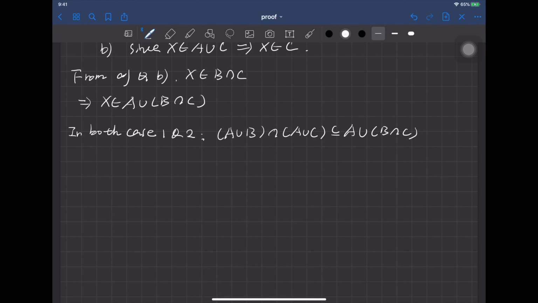Now, since both subset relations have been proved, we can give the conclusion here: A union the intersection of B and C equals the intersection of A union B and A union C.